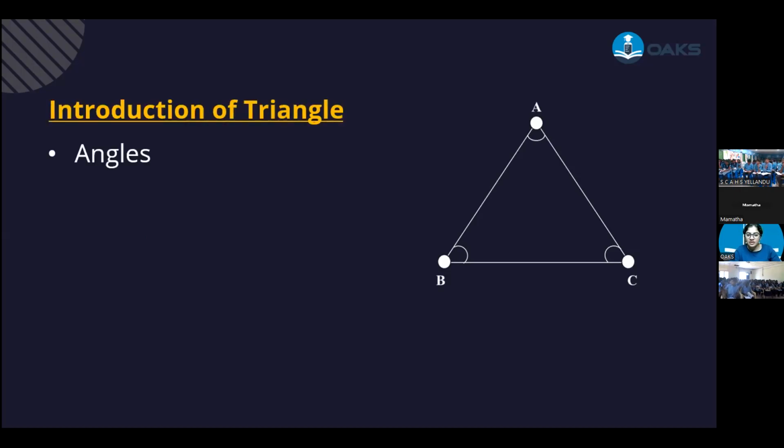Now, in the introduction of triangles, we are having some angles. As you can see here, this is angle A, angle B, or angle C, we can say. Or we can say this angle A as angle BAC. Now, this and this are same. Angle A and angle BAC are same. Angle B and angle ABC are same. Angle C and angle BCA are same.